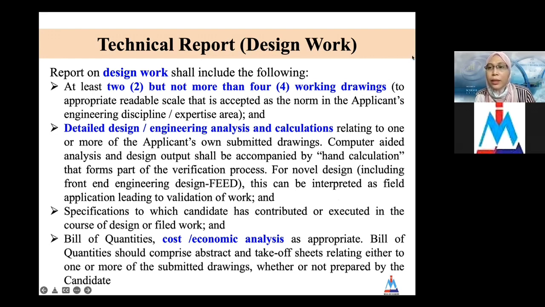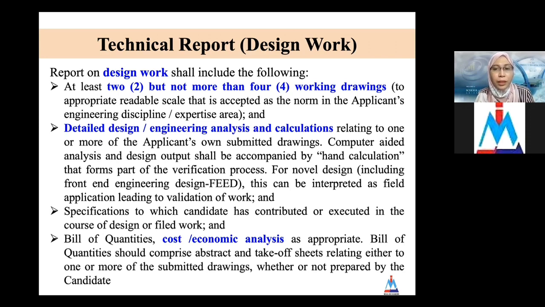In your design work, you have to include at least 2, but not more than 4, working drawings, at an appropriate readable scale that is accepted as the norm in the applicant's engineering discipline, in chemical engineering. So at least 2 working drawings, and not more than 4. Then detailed design engineering analysis and calculation relating to one or more of the applicant's own submitted drawings. This is what I spoke about earlier, having the important criteria of chemical engineering fundamentals within your work, and you have your calculation as well.